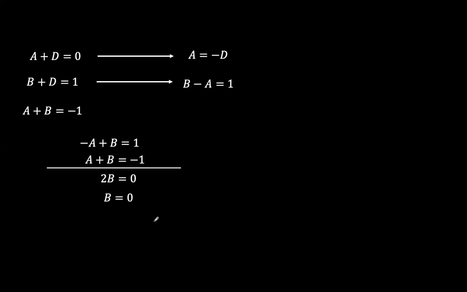And so we can go back and say, okay, since we know that b minus a equals 1 and b equals 0, it means negative a equals 1, and therefore a is equal to negative 1. And therefore, since a equals negative d, it means that d is 1. Okay, so we know that a is negative 1, b is 0, and d is positive 1.